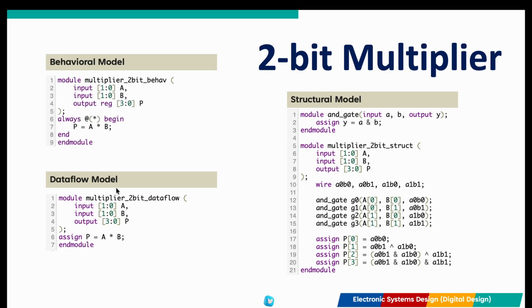For data flow and behavioral modeling, you can simply use the arithmetic multiplier operator as shown here. P is equal to A multiply B. When you compile this abstract A multiply B code, synthesis tools like Intel Quartus are smart enough to automatically map it to the FPGA's built-in, highly optimized hardware multiplier blocks, such as the DSP blocks.